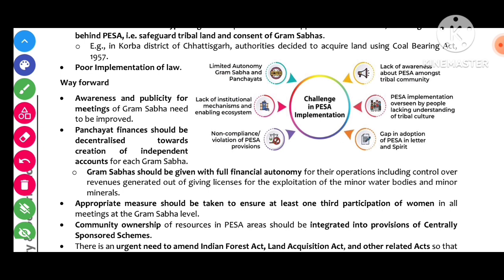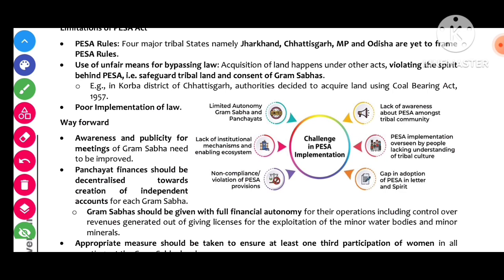In Korba district of Chhattisgarh, authorities decided to acquire land using the Coal Bearing Areas Act 1957, and there is poor implementation of laws. So this is about the Gram Sabha, the rights of the Gram Sabha and its citizens.